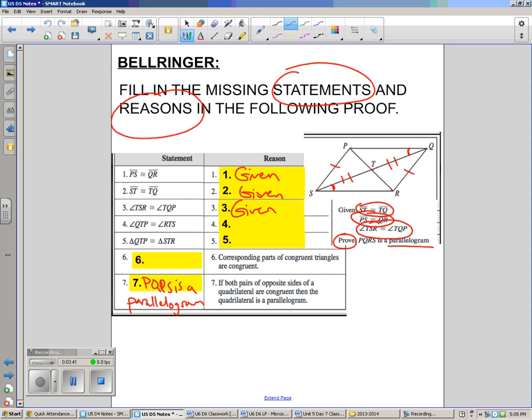All right, statement number 4. We are past our givens, and now we have to start doing some thinking. Angle QTP is congruent to angle RTS. First, I'm going to identify where those 2 angles are. So angle QTP is right here. I'm going to put 2 arcs on it, and that should be congruent to angle RTS.